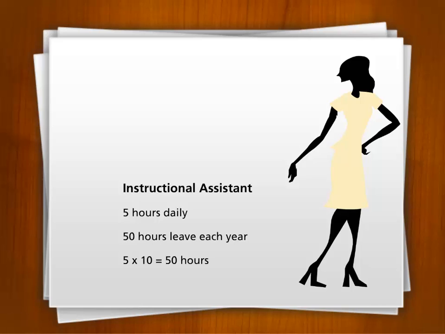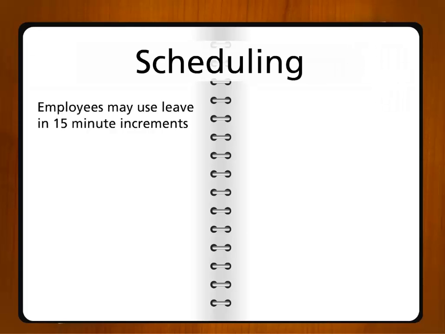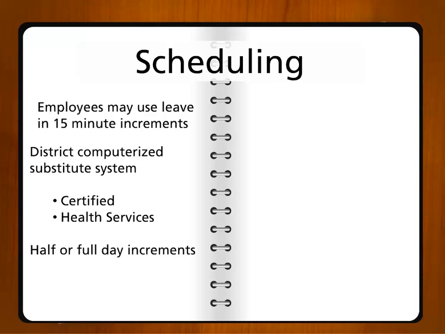Even though she earns a total of 60 hours of leave, she cannot take 30 hours from a crossing guard position and 30 from the assistant position. It must be taken from the corresponding position. When scheduling leave, eligible employees may use leave in 15-minute increments. Those who report absences to the district computerized substitute system must report leave in half or full-day increments.